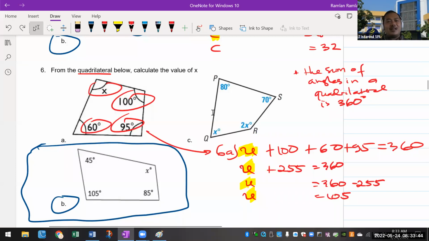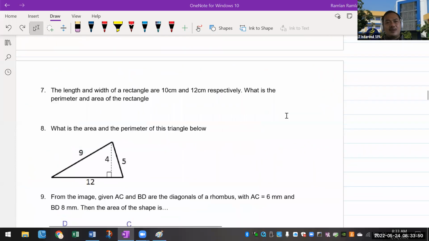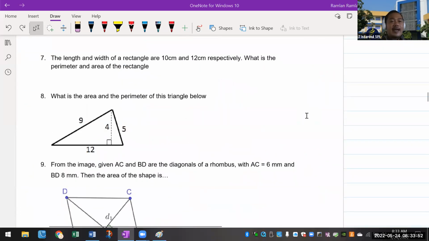Okay, so I'm going to leave number 6. Let's just go to the next question. Okay, number 7. Here we go. Now we're done with the angles. Now we're going to talk about two-dimensional shapes, which is the perimeter and the area.